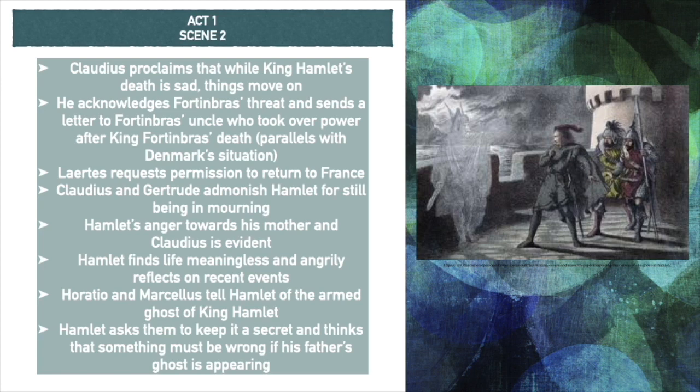So Horatio and Marcellus come in and they tell Hamlet of the armed ghost of King Hamlet that appeared. And Hamlet is intrigued. He asks them a bunch of questions and he says, "Please keep it a secret. Don't tell anyone that you've seen the ghost." And he then reflects that he thinks something must be wrong if his father's ghost is appearing.